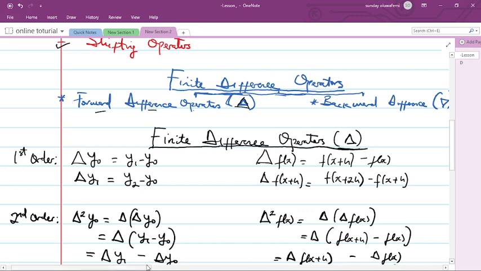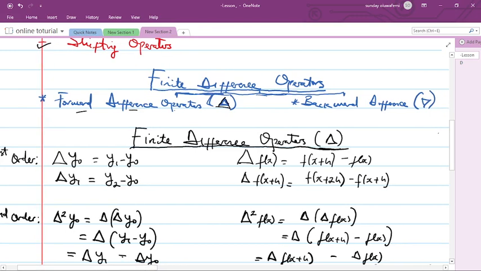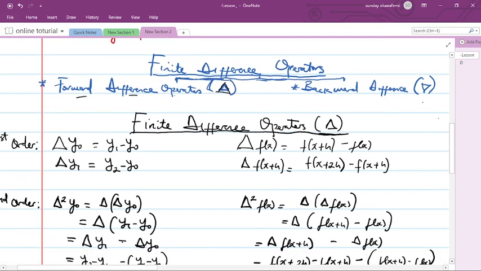Let me shift my screen so that you can easily see it. You can see the backward difference operator, so you can see the difference. We have your forward difference operators as this, then you have your backward difference operators as this. So let's first of all check the forward difference operator.